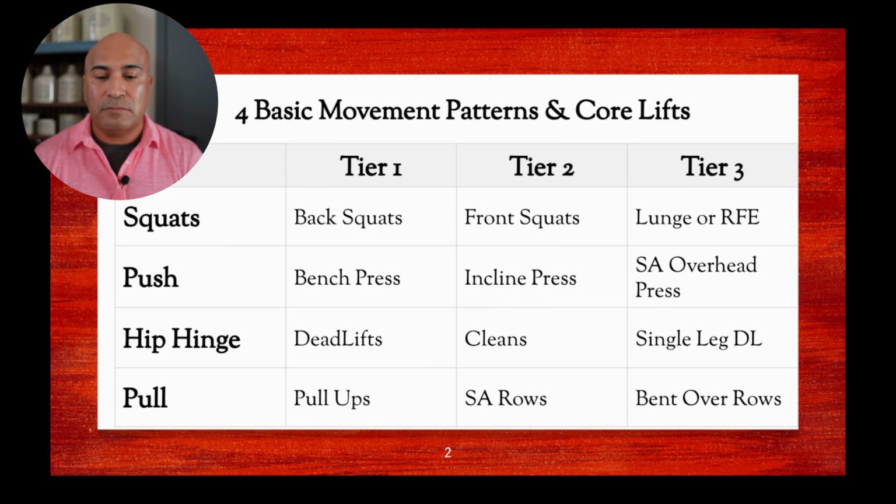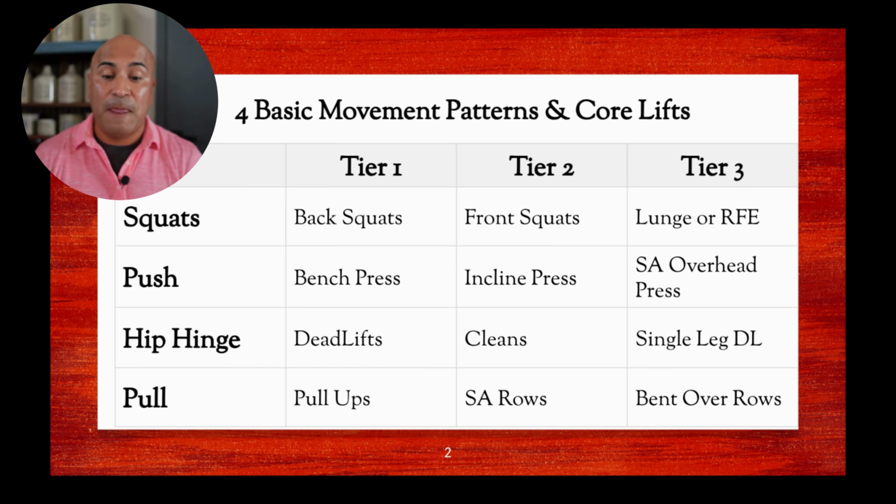For our tier 1 exercise in the squat category is our back squat. Our push tier 1 exercise is the bench press, and our hip hinge tier 1 exercise goes back and forth from deadlifts to cleans. It really depends on the season. And for our pull, tier 1 exercise is pull-ups. Then it goes down to tier 2. Our tier 2 for squats is the front squat. Our tier 2 for push is incline press. Our tier 2 for hip hinge is our cleans. And our tier 2 for pull is single arm rows.